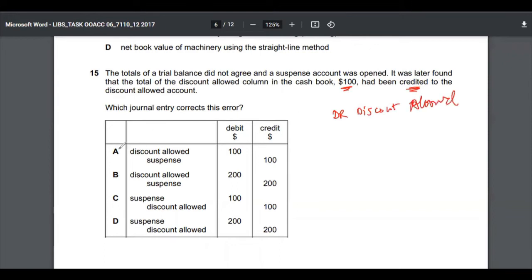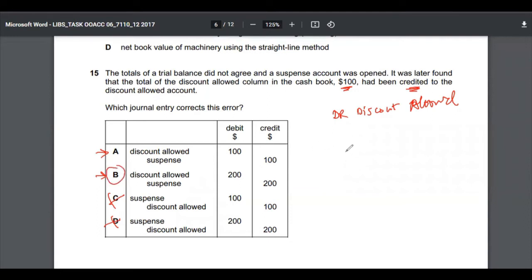So it's either going to be option A or option B. It's not going to be option C or option D, because the company has already made an error. Now you need to understand which amount you will take, whether $100 or $200. In this case, the answer is $200. So the correct answer to multiple choice 15 is option B.